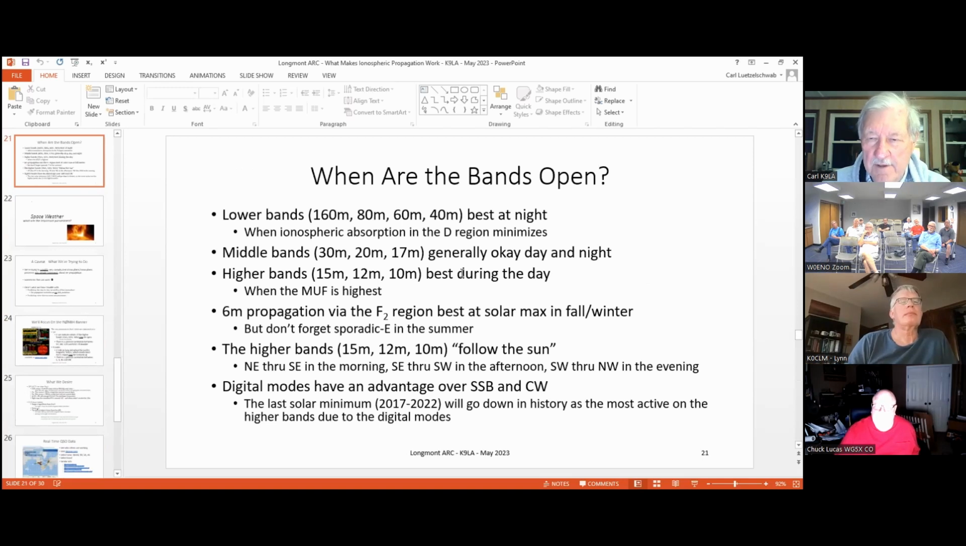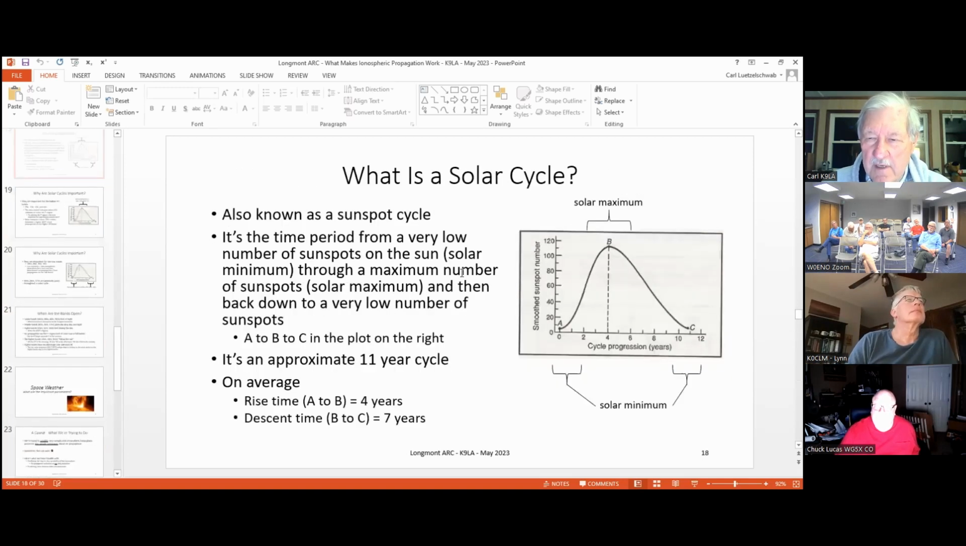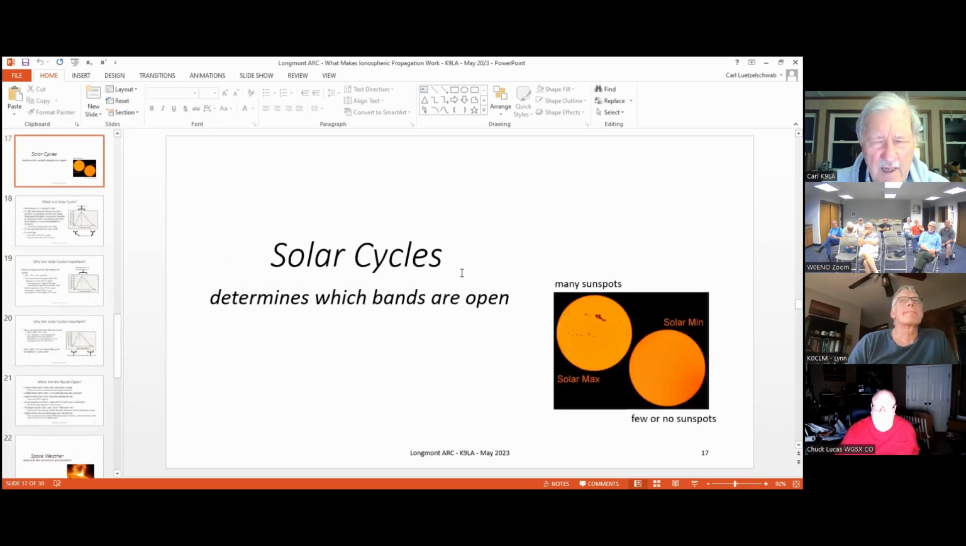Hold on. I think I know what picture. Yeah, this picture. Well, more than likely, I think that's just visible light. And the sunspots show up because they are cooler than everything else around them on the sun, and that's why they look dark.